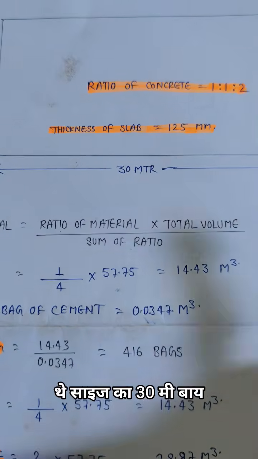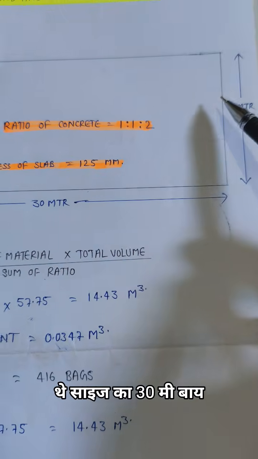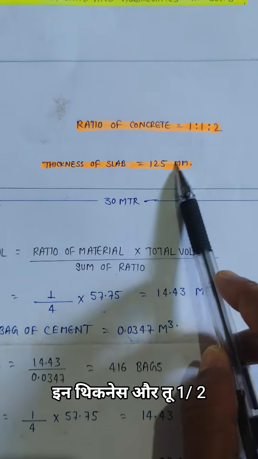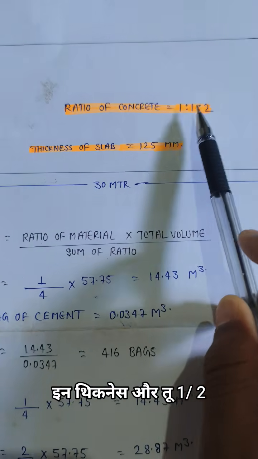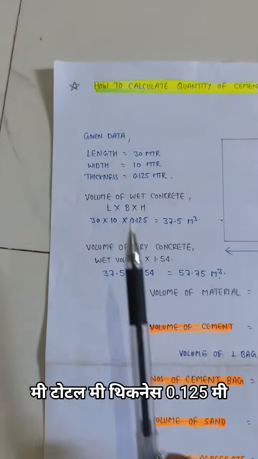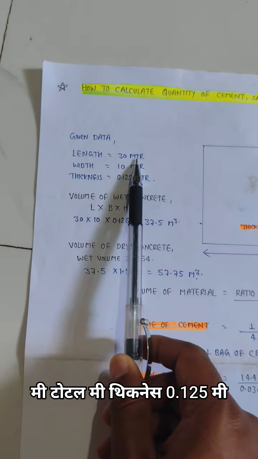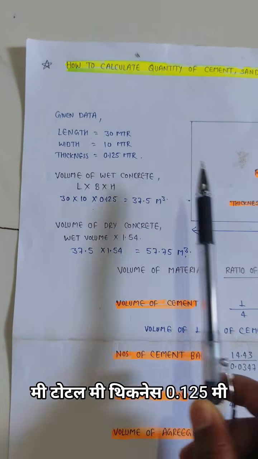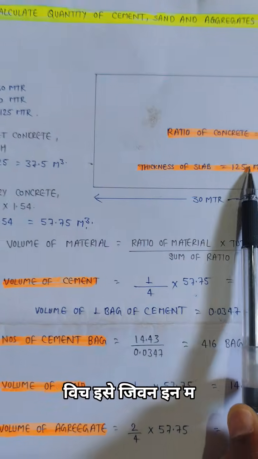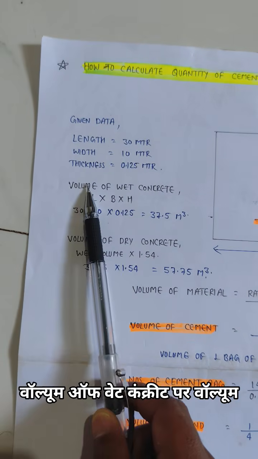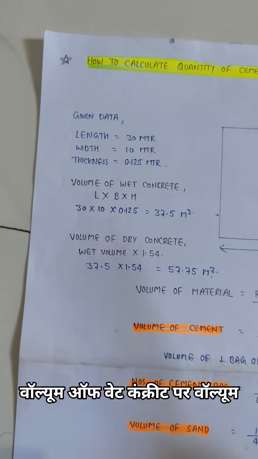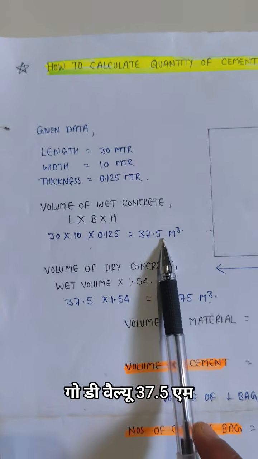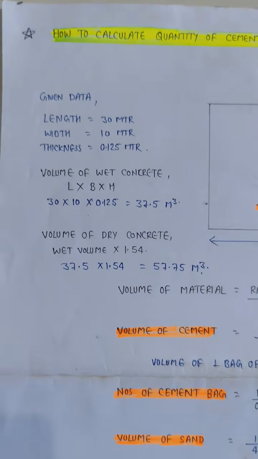Firstly, we see the size of the slab: 30 meter by 10 meter in width and 125 mm in thickness, and our ratio is 1:1:2. Given data: length is equal to 30 meter, width 10 meter, thickness 0.125 meter, which is given in mm. Volume of wet concrete: for volume you know that it is L times B times H, length, width into height. We got the value 37.5 m3.